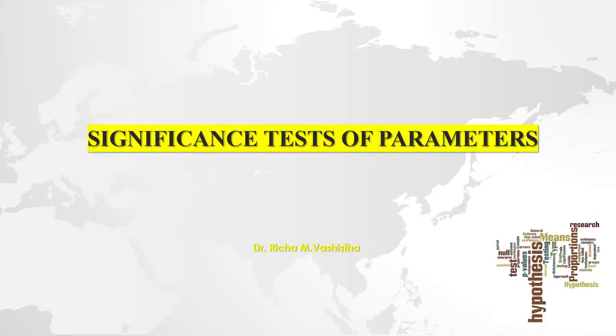So today's topic is significance test of parameters, which is one of the processes being used under statistical inference, which itself is part of inferential statistics. Statistical inference is the process of analyzing the result and making conclusions from data subject to random variation.